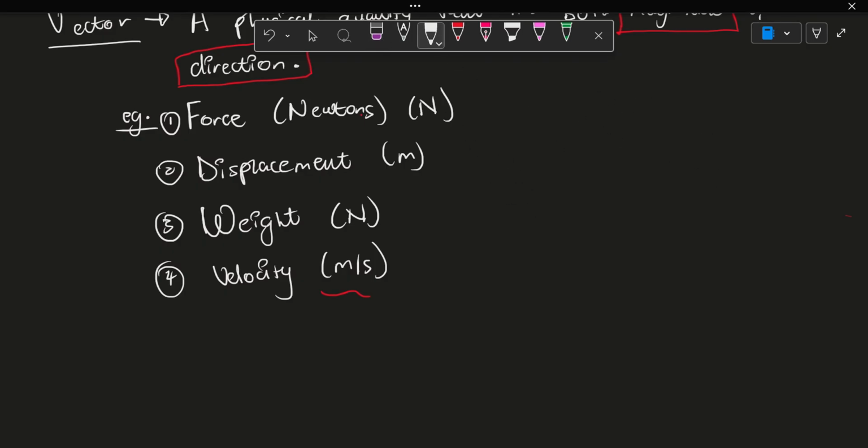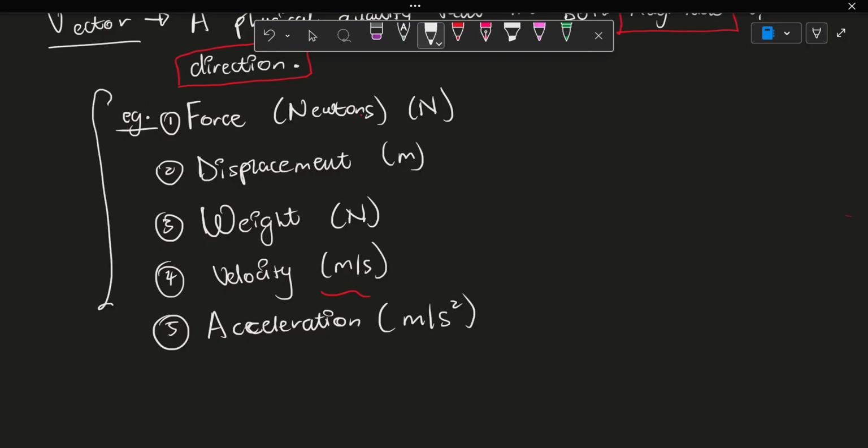Okay, cool. So we've looked at force, displacement, weight, velocity, and I think the fifth one would be acceleration, which is in meters per second squared. Right. So these are the five vectors that you should know in grade 10. You need to be very familiar with them. It's very, very important that you familiarize yourself with all of these.